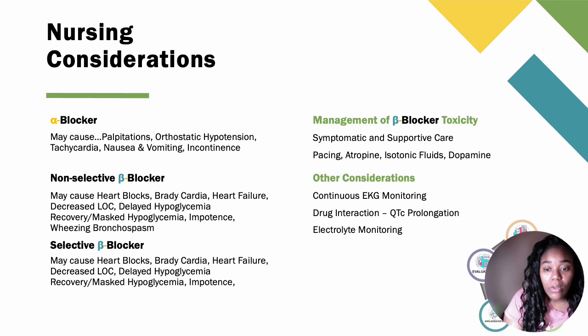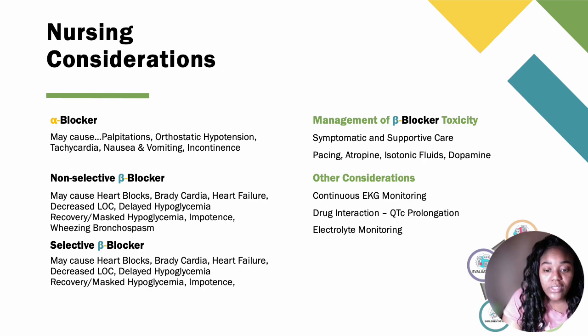You may have to use medical intervention such as atropine. Atropine again is a cholinergic antagonist, but we want to make sure that we use atropine in symptomatic bradycardia. This is one of our ACLS life-saving medications as well. You have isotonic fluids. This is just normal saline or lactated ringers that will help boost the fluid volume status and increase blood pressure in a patient. And of course, you can use an adrenergic vasopressor such as dopamine.